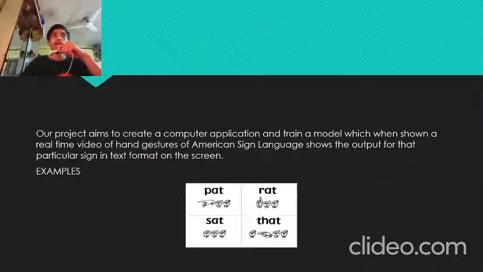Our aim is to create a model which can take a particular hand sign from the camera and represent its particular alphabet. So here we can see that the P sign will represent P, then the A sign will represent A, then the T sign will be T.